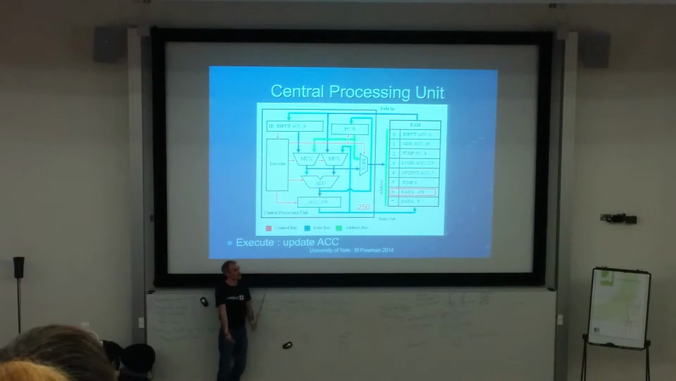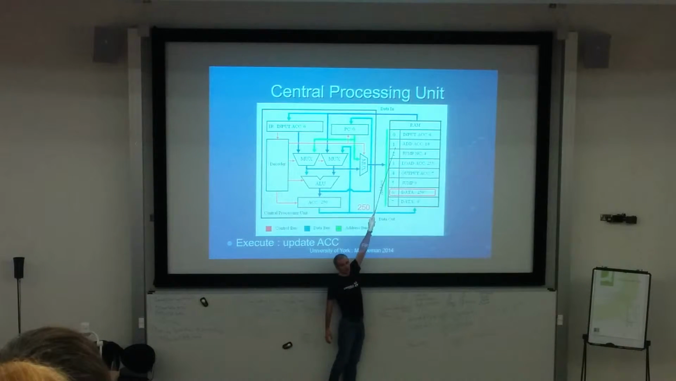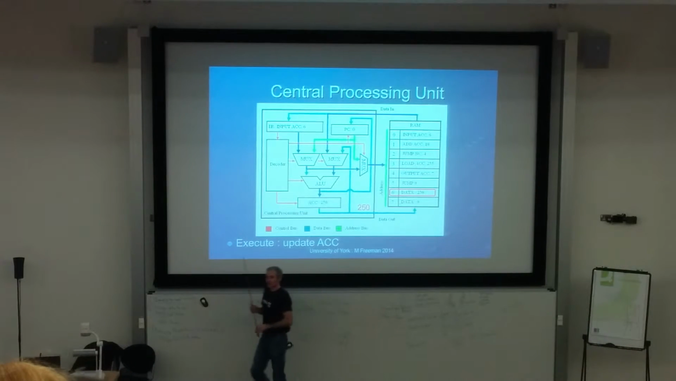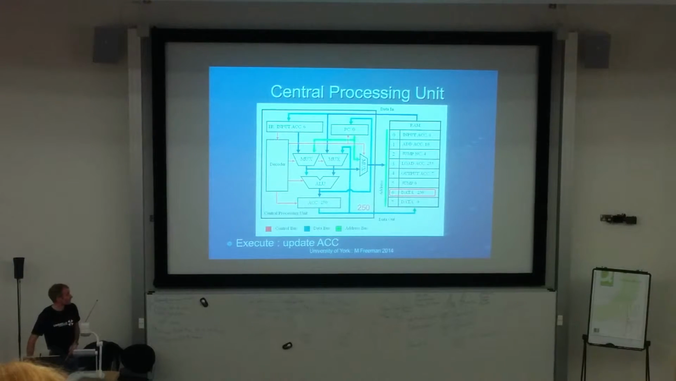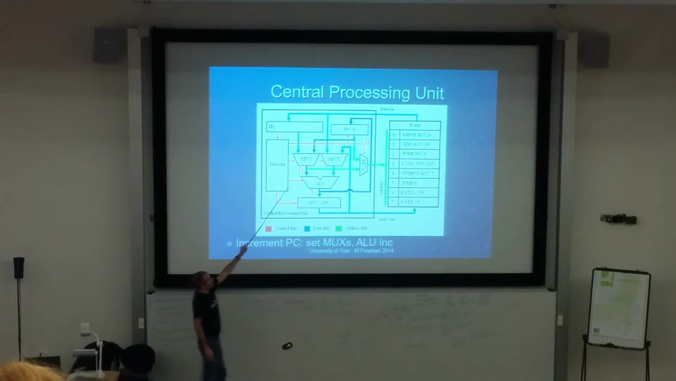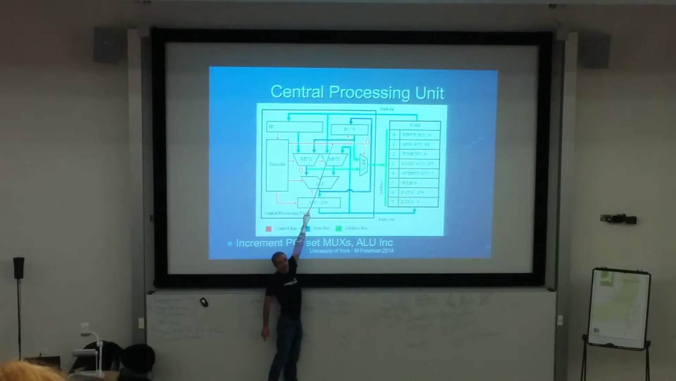Now I need to get to the next instruction. Now I need to get to the instruction in memory location 1. So I've finished memory location 0, so I need to increment the program counter. So again, the control unit knows that it's done a fetch, done a decode, done an execute. So now it knows it needs to add 1 to that program counter.